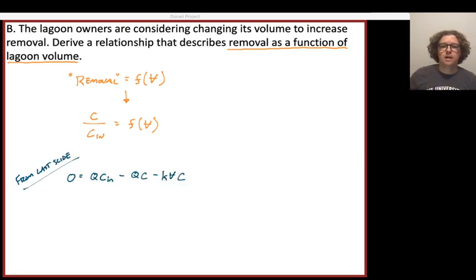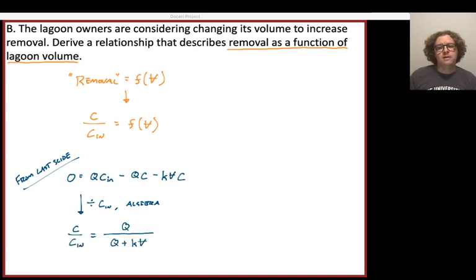Well, from our previous slide, our mass balance could be simplified to the terms I've written here. And if we divide through by the inflowing concentration and work a little algebraic magic, we can derive this equation at the bottom of the screen. So the outflow as a fraction of the inflow is equal to Q divided by Q plus K times volume.